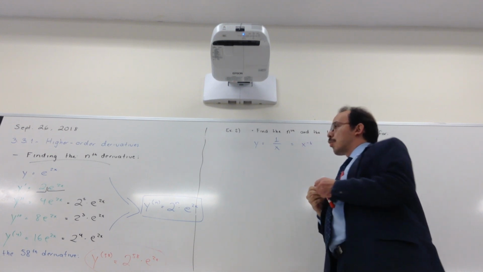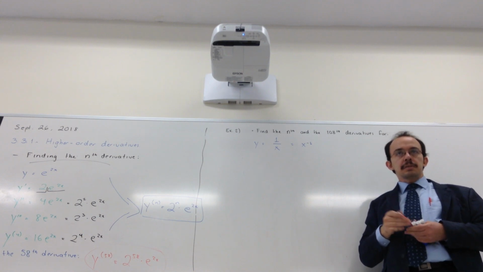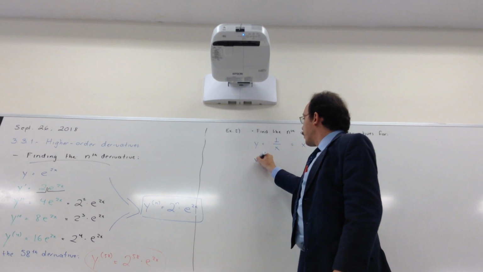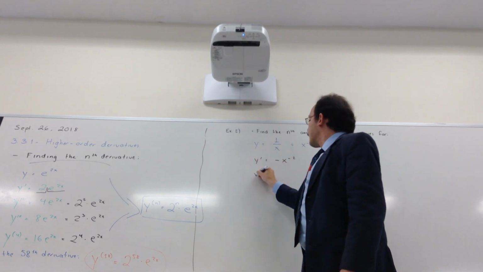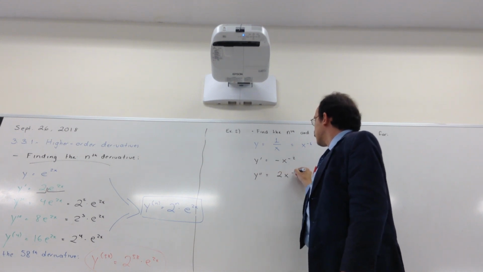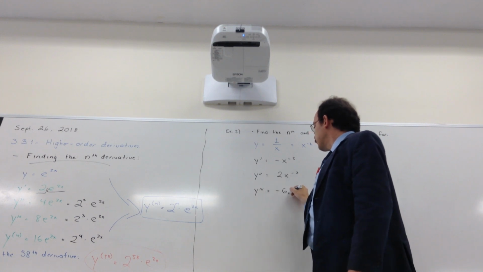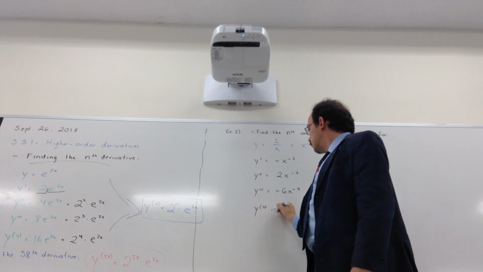¿Por qué? Porque pasas el x hacia arriba. Right, remember? That's part of the process. Then, first derivative, minus x to the minus 2. Second derivative, 2x to the minus 3. Third derivative, minus 6x to the minus 4. Fourth derivative, 24x to the minus 5.